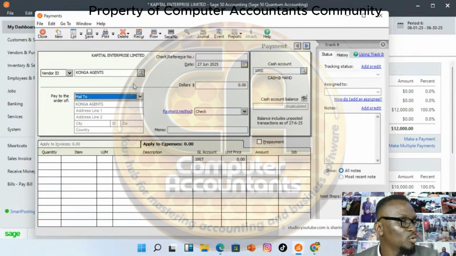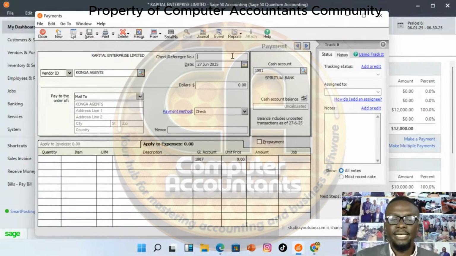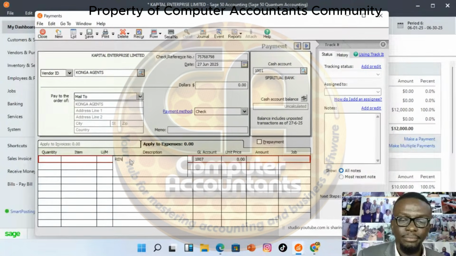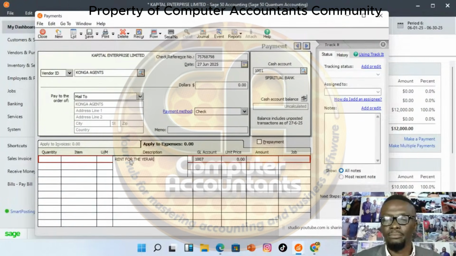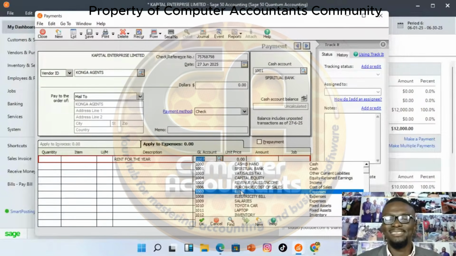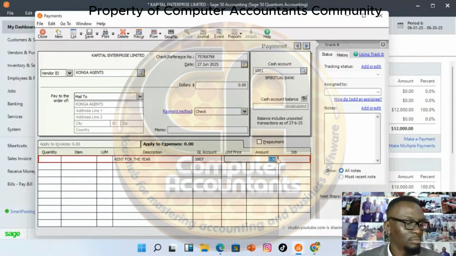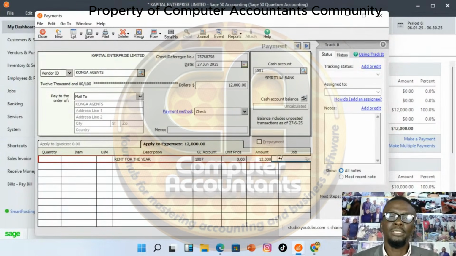And we paid Konga by check. Okay, so we switch to spiritual bank, then check number. Then we are not dealing with items here now, we are dealing with rent. Okay, rent for the year. Okay, now where is this going to? Konga agents have already been linked to rent, so it's another. Then the amount is 12,000. Okay, good, excellent work.